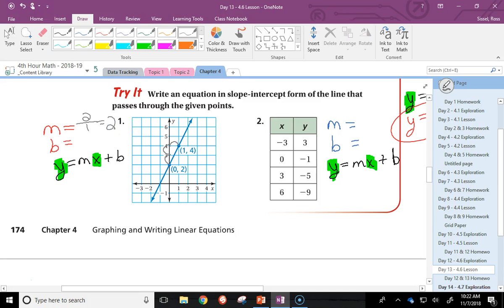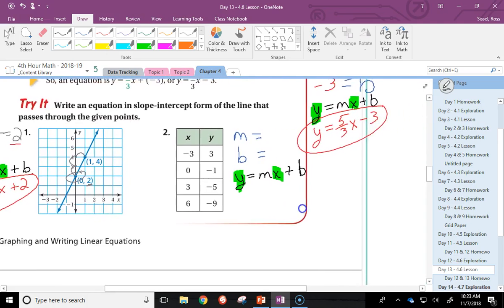What is my y-intercept? Where does my line cross the y-axis, Sydney? It crosses here at 0, 2. So what is my y-intercept? Yeah, it's just a 2. It's this part of my coordinates. We rewrite our equation. Y equals, my slope was 2, x, my y-intercept is 2, plus 2. That is your answer. We go to number 2.